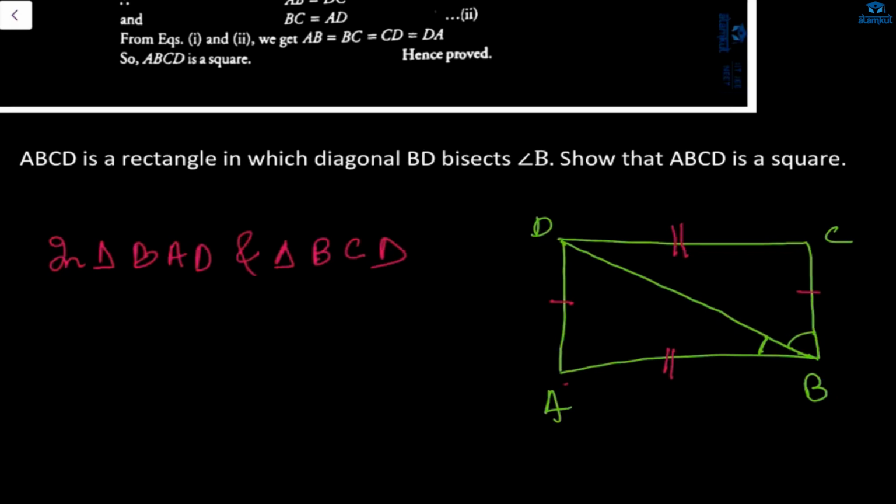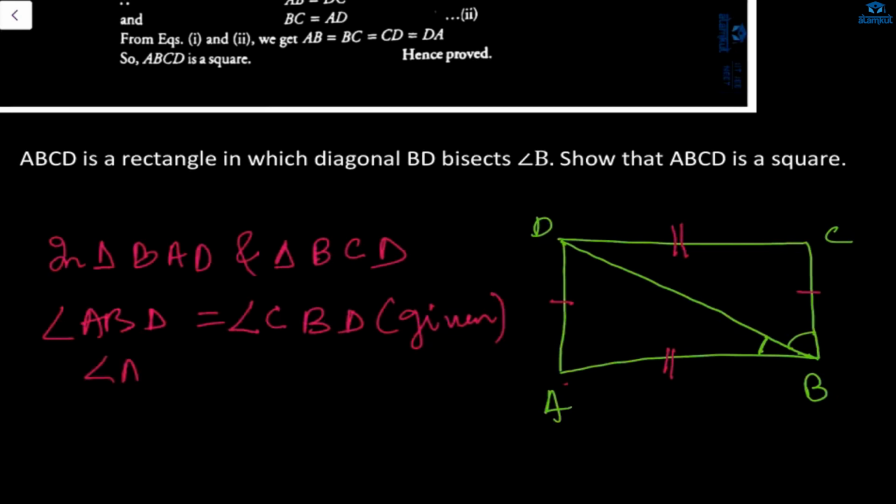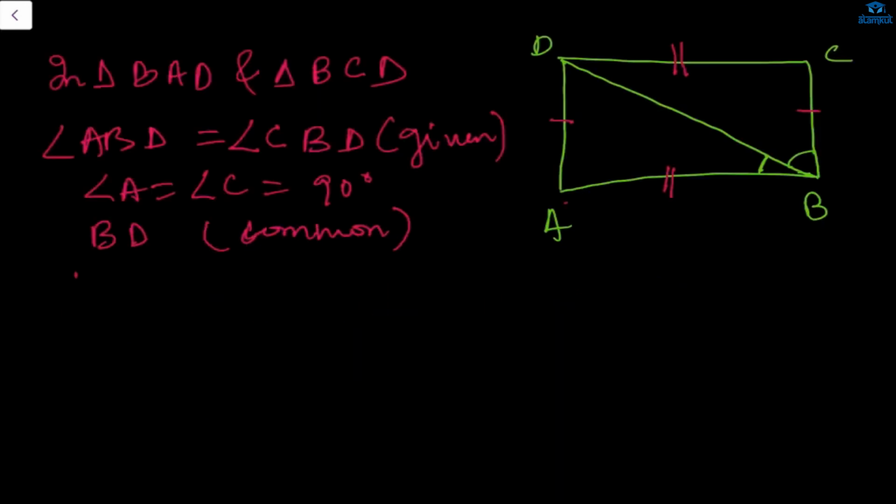So in these two triangles, what do we have? Angle ABD is equal to angle CBD. Yes, it's given because BD is the angle bisector of angle B. Now angle A is equal to angle C, which is 90 degrees. In a rectangle, we already know each angle is 90 degrees. And BD is common. Therefore, triangle BAD is congruent to triangle BCD.